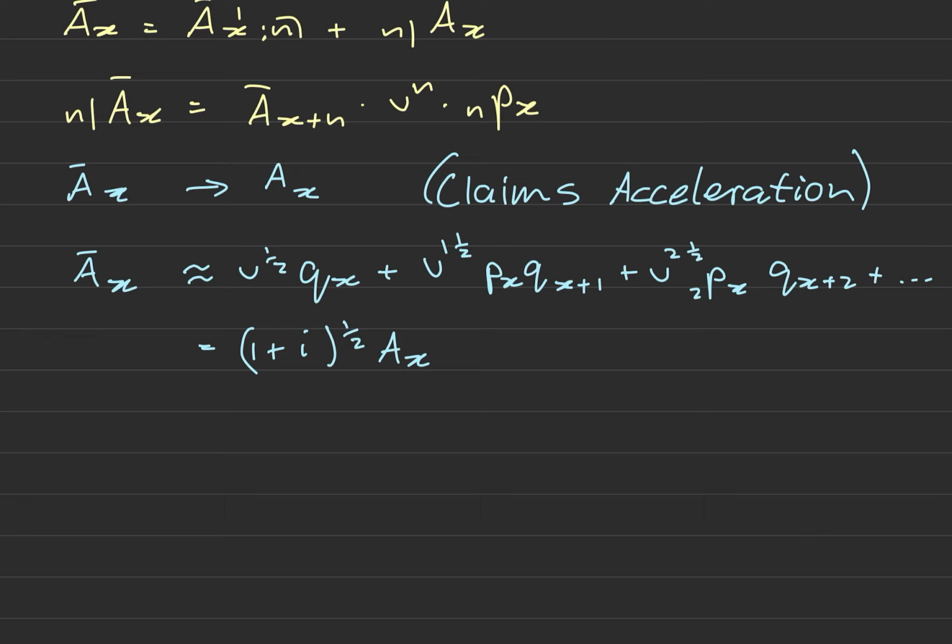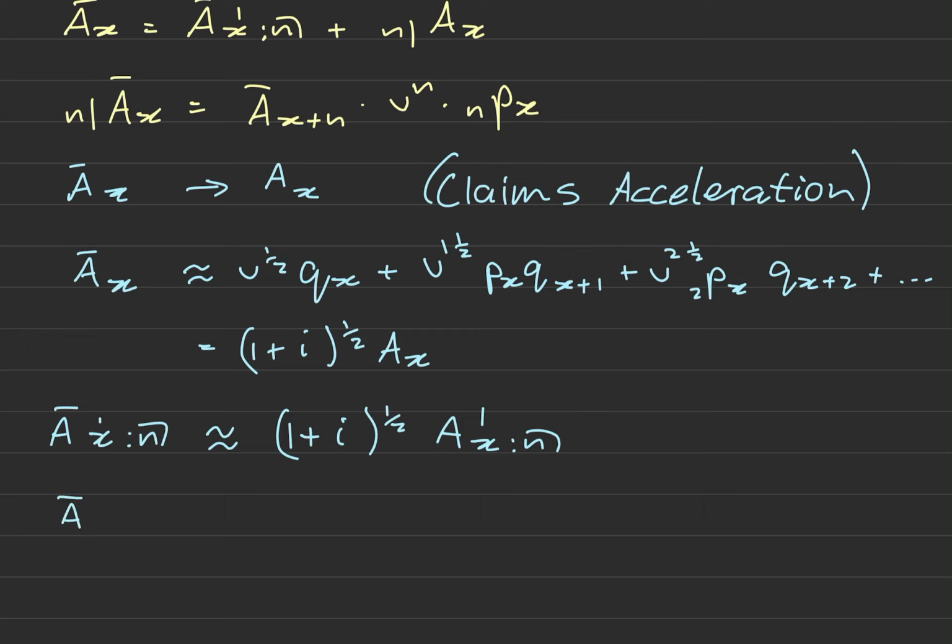Alright, now that's the claims acceleration approximation, and this works just the same for A_x:n. This is a term assurance payable immediately on death, so (1+i) to the 1 over 2 times A_x:n, where this is payable at the end of the year of death.